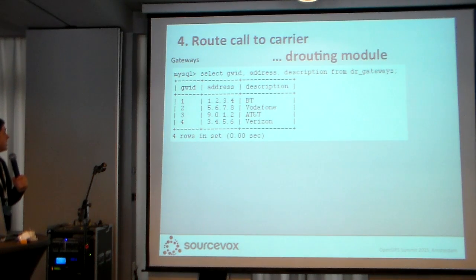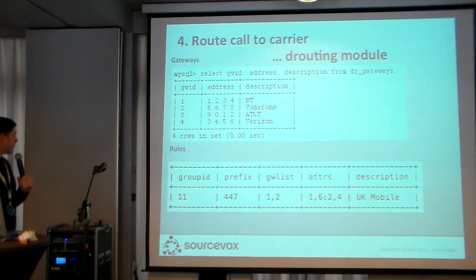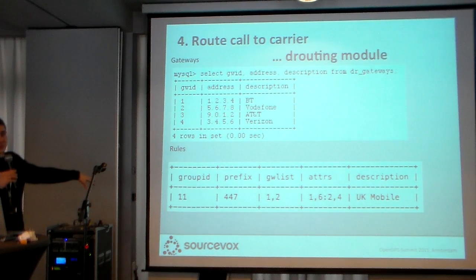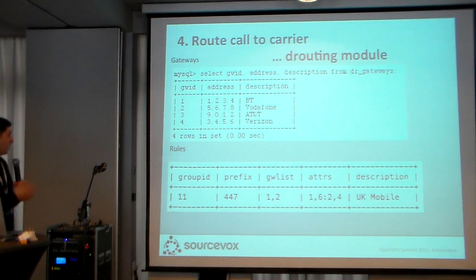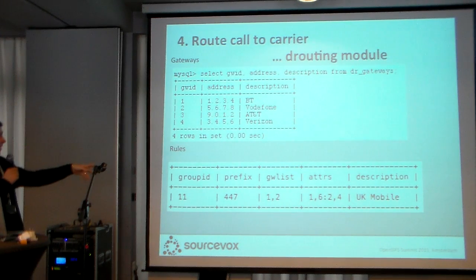You've got 4 carriers. The first carrier is BT, the second carrier is Vodafone, third carrier AT&T, and the fourth carrier is Verizon. And then what you can do is define lists of rules. So here we have group ID 11, which is important because we pull that in the permission module or the example module. The fact that the user would prefer to use group ID 11 for the call, for routing their calls. We have a prefix here, 447, which means any calls to a prefix starting 447 will go to gateway list 1 and then 2.